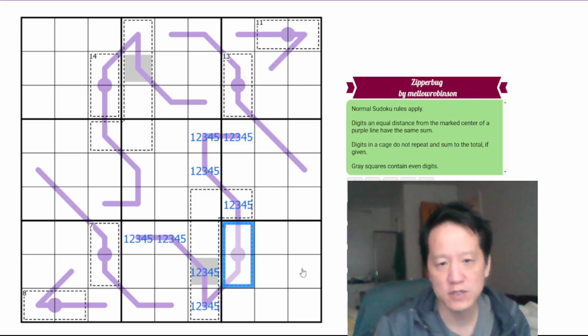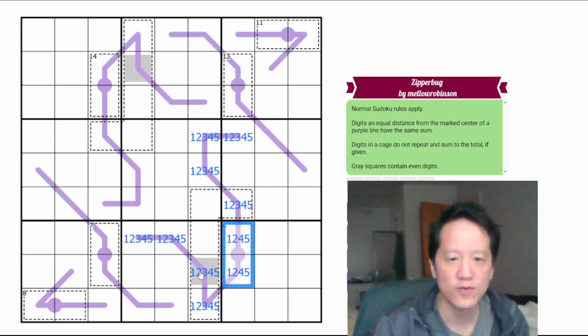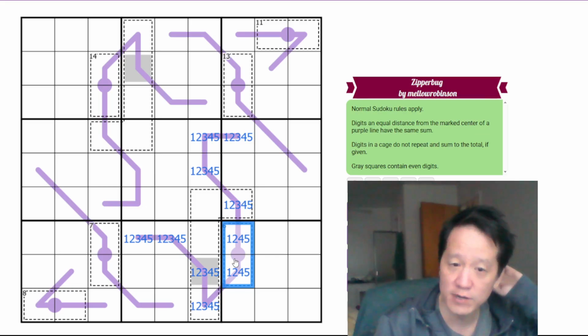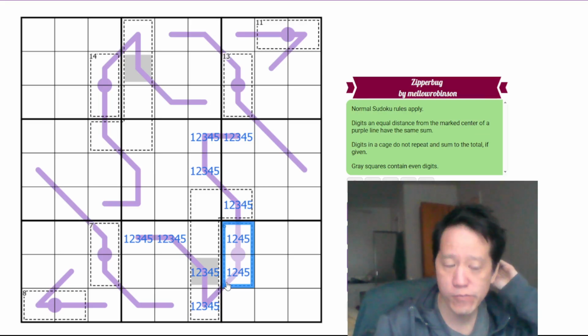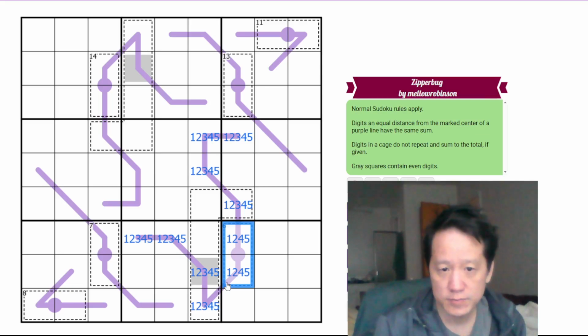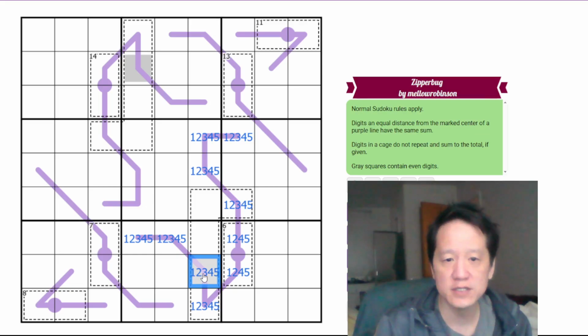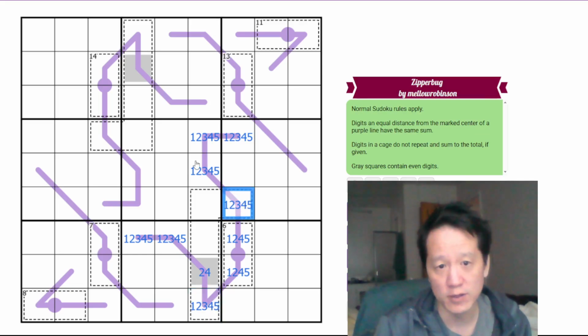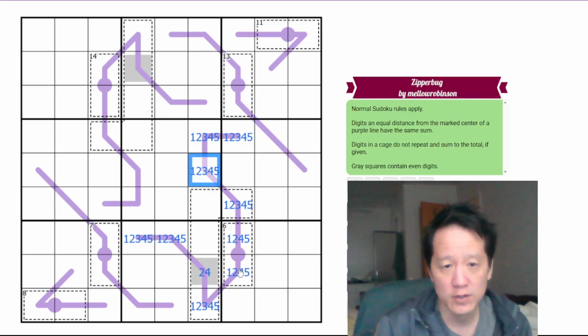These digits can only be 1, 5, and 2, 4, because 3 would have to add up with itself to 6. We know this is an even digit, so it can only be 2 or 4, and the corresponding digit on the zipper line has to be here. So this is also 2 or 4 to add up to 6, right?